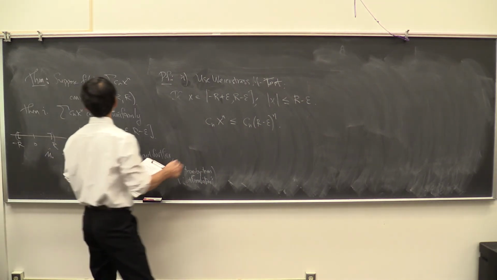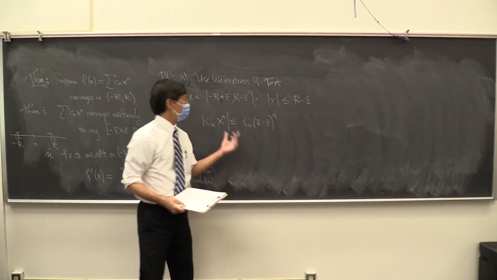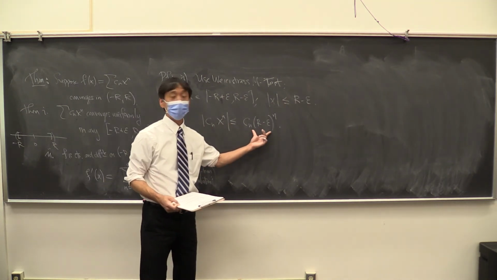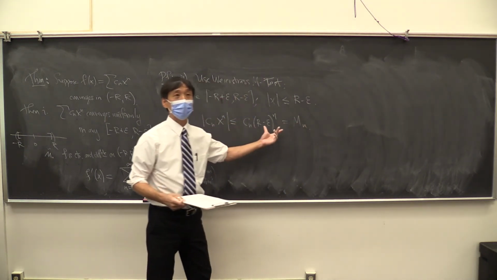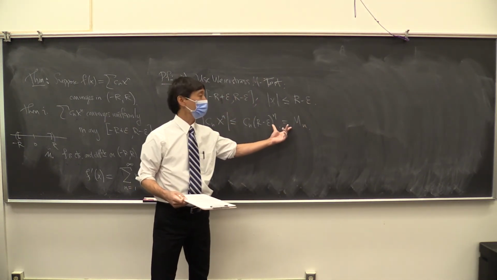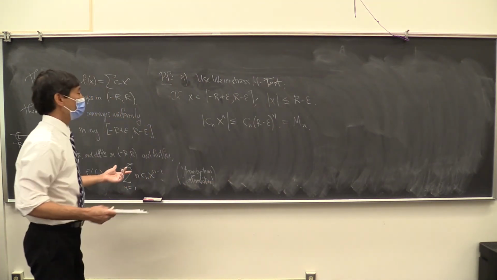Right? If I take the opposite, opposites. So we get these are our M sub n's. These are the M's that we want for the Weierstrass M test.